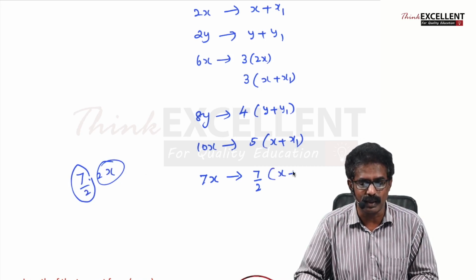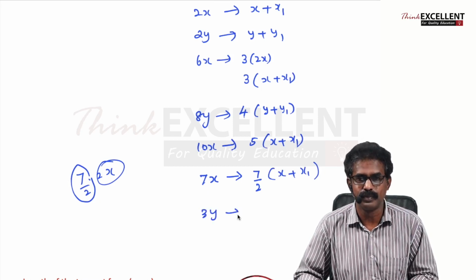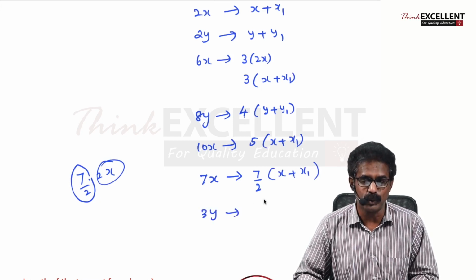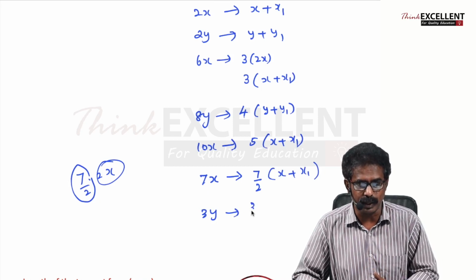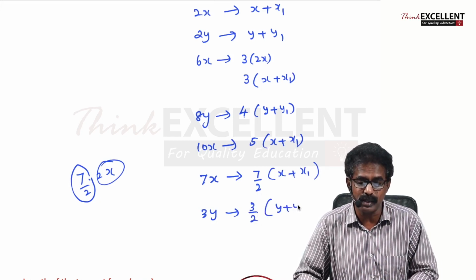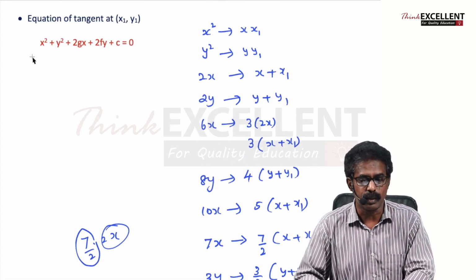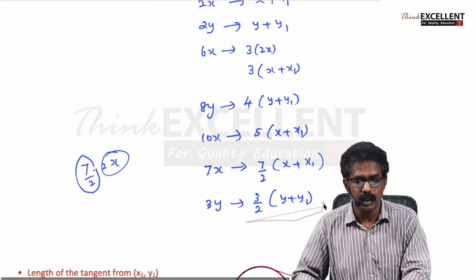x plus x1. Now next you will say, tell me 3y. 3 by 2, right? Divide by 2, 3 by 2, multiply by 2. That is 2y. 2y can be written as y plus y1. Are you able to understand? I think now you can say very quickly now. Okay, please listen. This is what you have to understand.